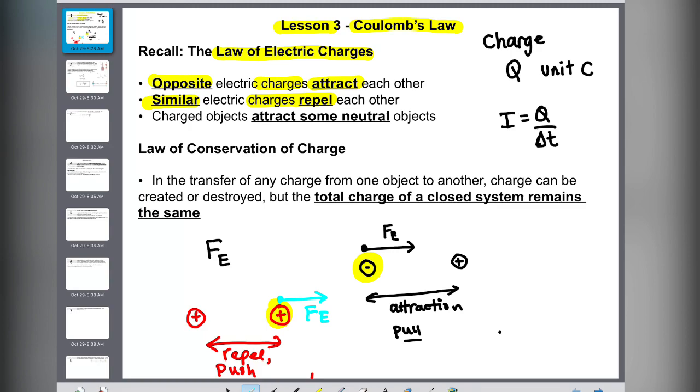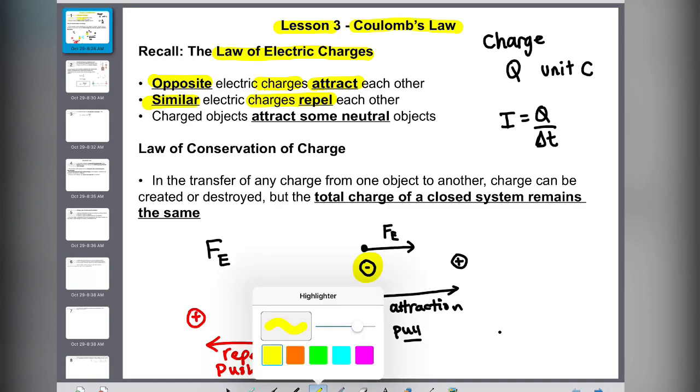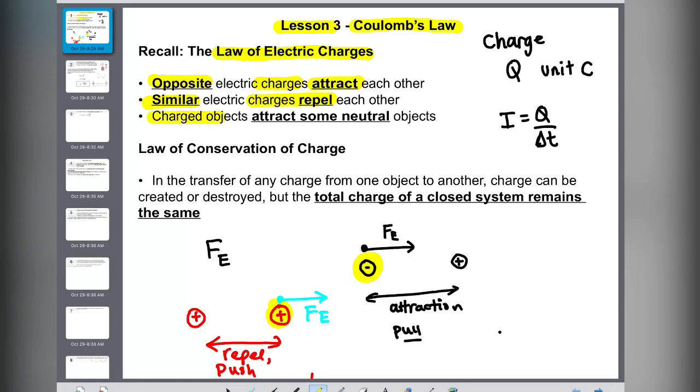So when they're attracting, they're going towards each other. When they're repelling, they're going away from each other. All right, so that's why we need to know the law of charges. Finishing it up, a charged object can attract neutral objects.